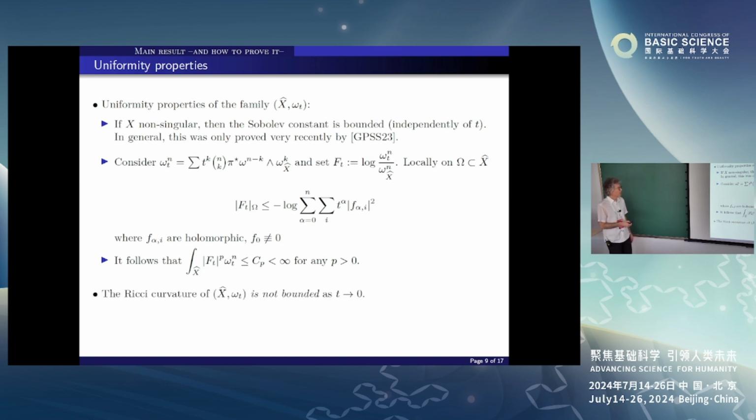And then now, like I said, one of the main difficulties in this story is to control the Sobolev constant. Now, the Hermite-Einstein equation looks like a generalized Laplace equation. So in order to analyze that, what you need is some information about the Green kernel, which, as everybody knows in geometric analysis, you understand well if one manages to control the Sobolev constant. Now, here the Ricci curvature of this family of manifolds is not bounded as t goes to 0, and the Ricci curvature usually gives you information about the Sobolev constant, as we know.